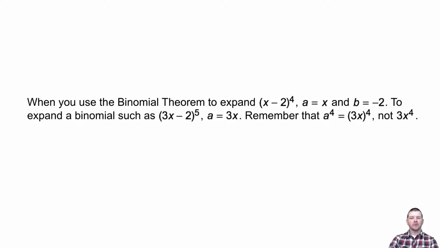When you use the binomial theorem to expand this binomial, x minus 2 to the 4th power, a equals x, the first term in the binomial, and b equals negative 2, the second term in the binomial. To expand a binomial such as 3x minus 2 to the 5th power, a equals 3x, and b would equal negative 2. Remember that a to the 4th, in this case, will equal 3x in parentheses to the 4th, not 3x to the 4th. In the second case, the 4th power is only applied to the x, not also to the 3.